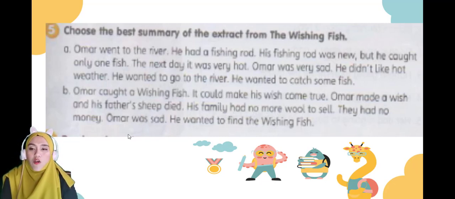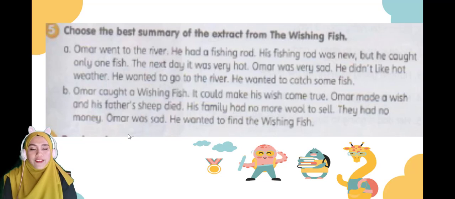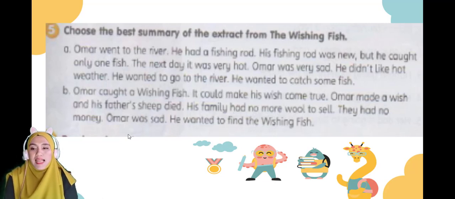A. Omar went to the river. He had a fishing rod. His fishing rod was new, but he caught only one fish. The next day, it was very hot. Omar was very sad. He didn't like hot weather. He wanted to go to the river. He wanted to catch some fish. Now, let's look at B.